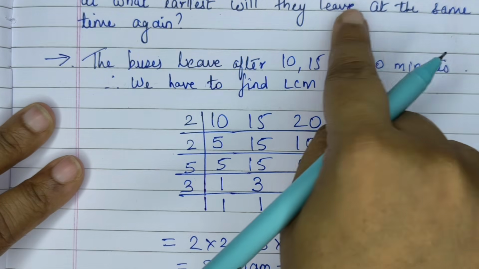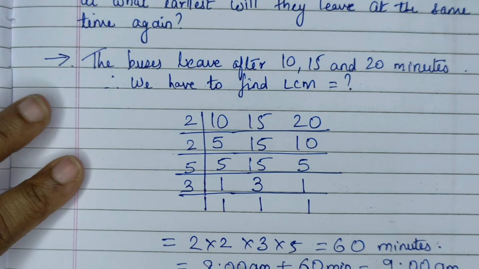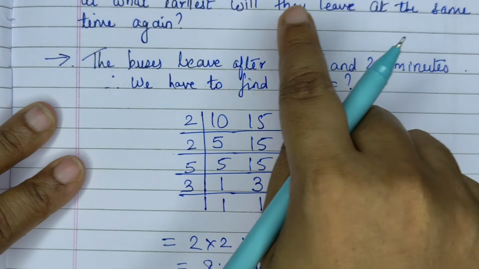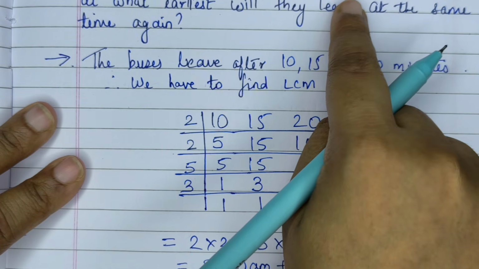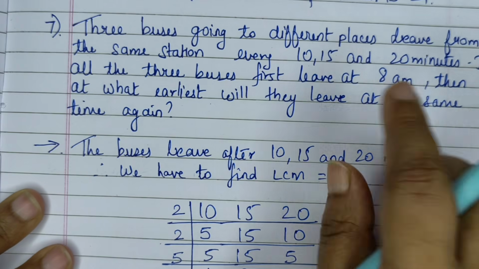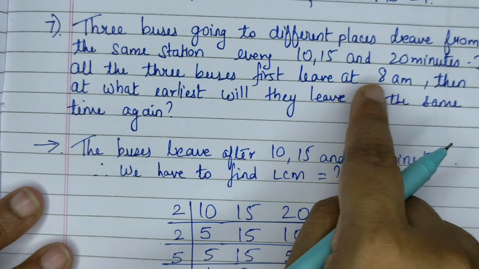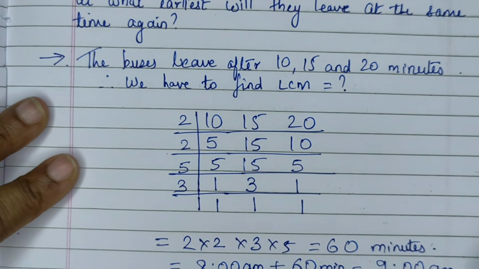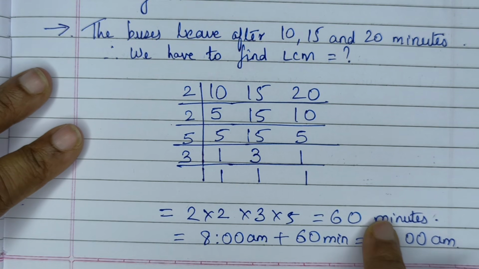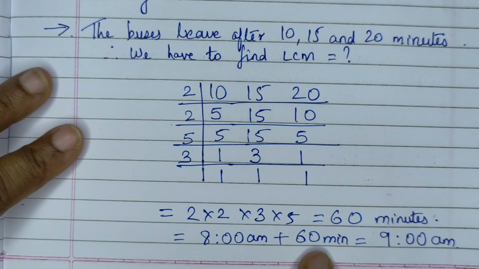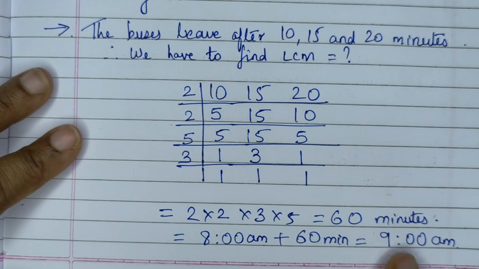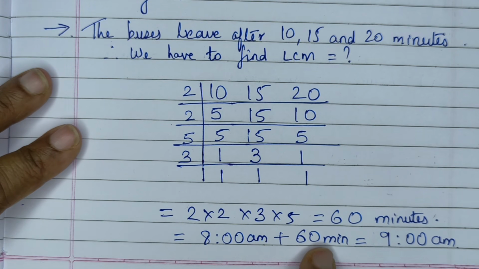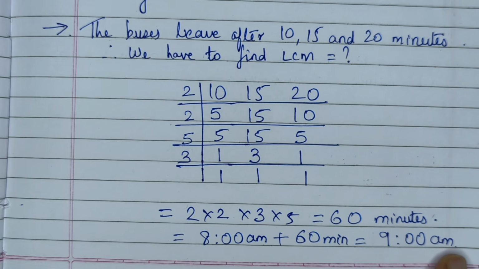Understood? So at what time at the earliest will they leave at the same time again? You understood this part? See, all three buses first leave at 8 a.m. Then again after 60 minutes, since the LCM we got is 60, they will leave again. That means 8 a.m. plus 60 minutes we get 9 a.m. 60 minutes means after 1 hour more. So 8 a.m. plus 1 hour becomes 9 a.m. So again at what time will they leave?